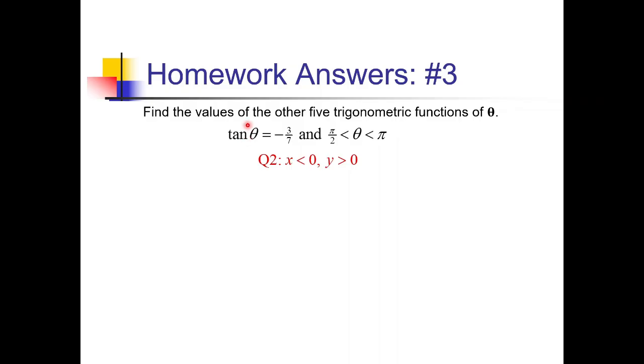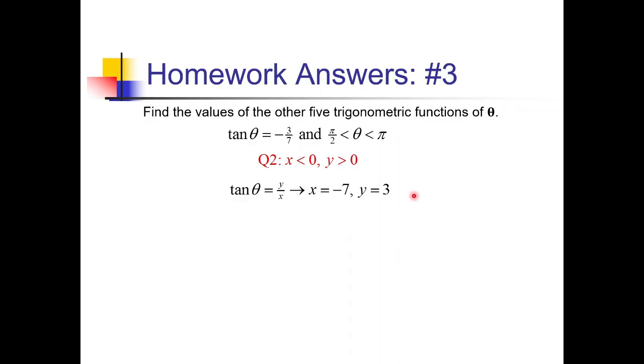Tangent is really y over x. So that means that this -3 over 7 corresponds with y over x. Since we know that x is negative, that means this negative we're seeing here must be going with the x. So this must be a negative 7. And then since y is positive, that means this has to be a positive 3.